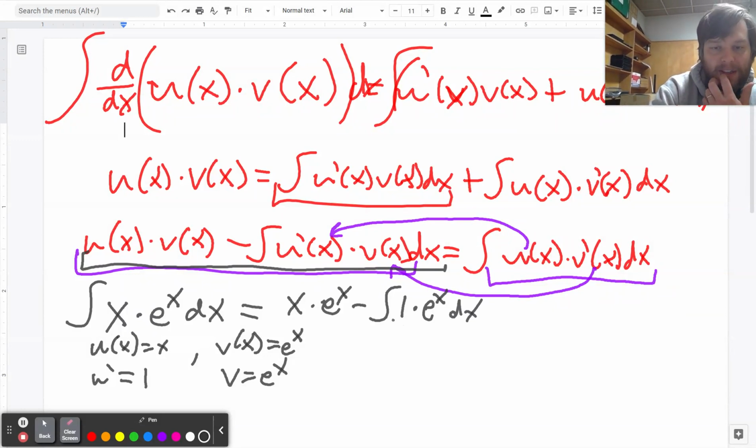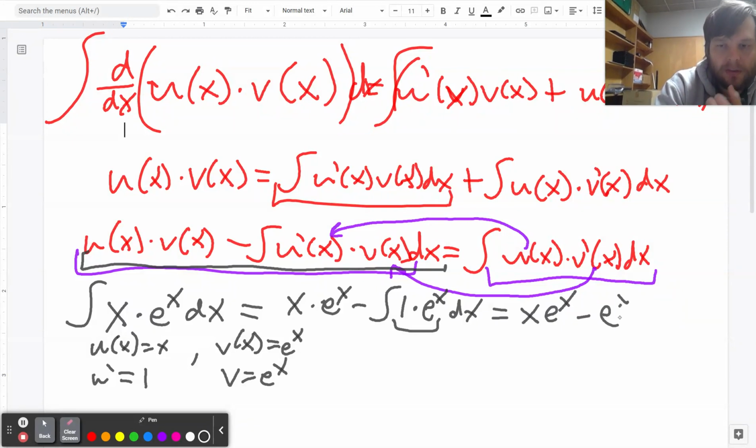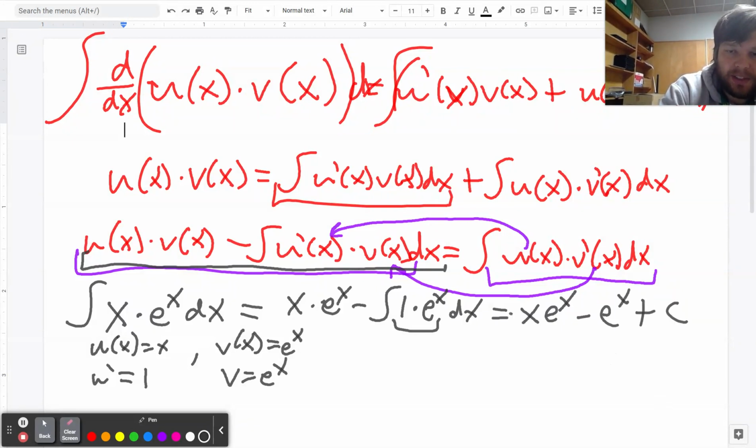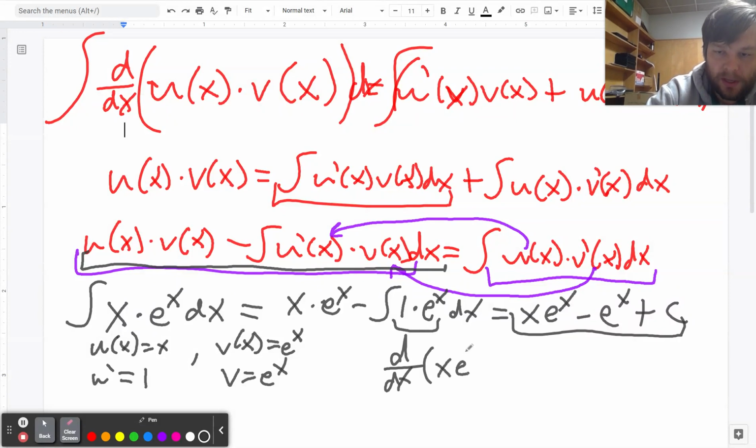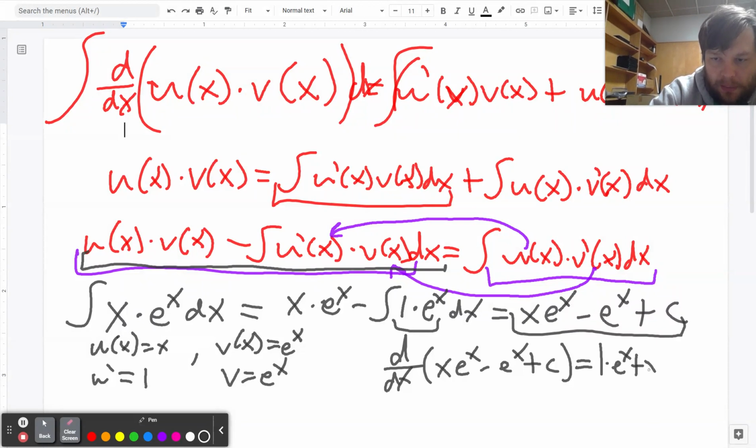And the integral here is just e to the x. So we get x e to the x minus e to the x plus c there. And that is your actual integral. You can always check that it actually works by taking its derivative. And if you take the derivative of x e to the x minus e to the x plus c, you get a product rule. So 1 times e to the x plus x times e to the x minus e to the x, and you can see you get back to your original function.